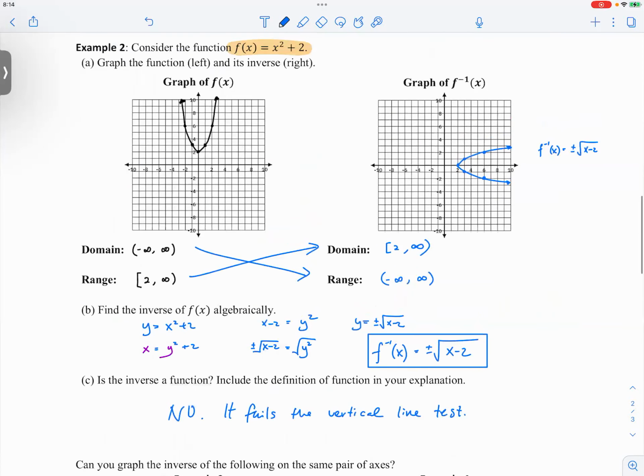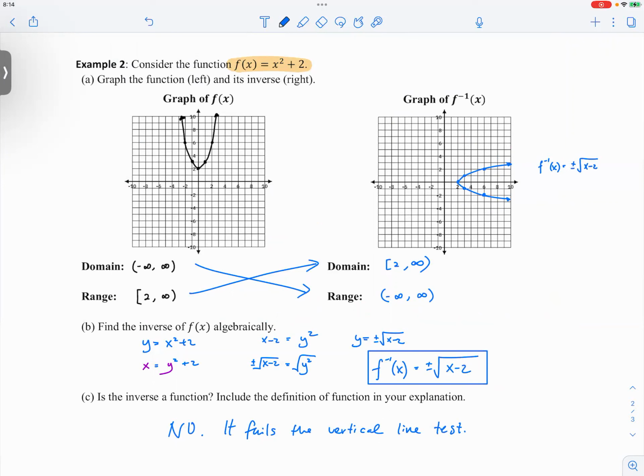That would be sufficient right here. You may say, well, every single input has two. Some inputs have two outputs. Some x values have two y values, and that would be a problem. Okay.